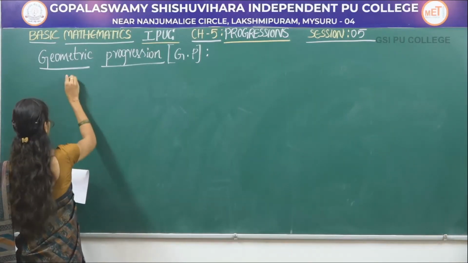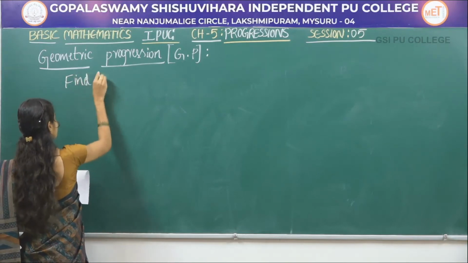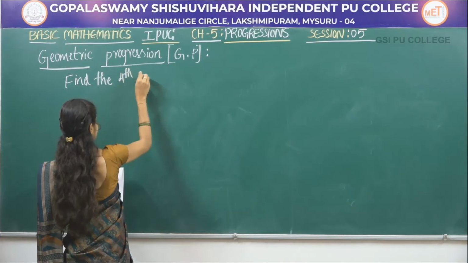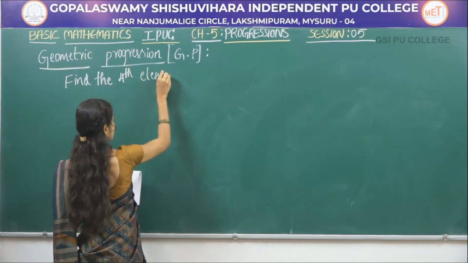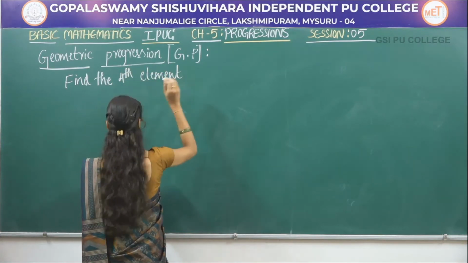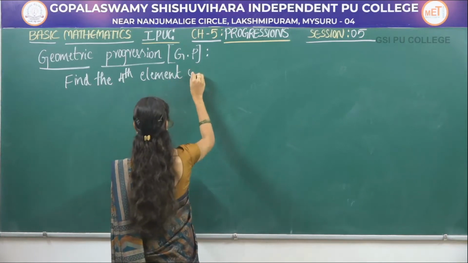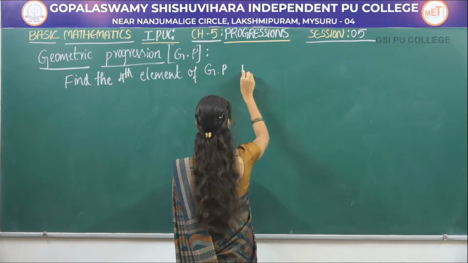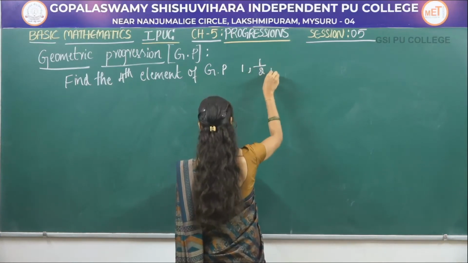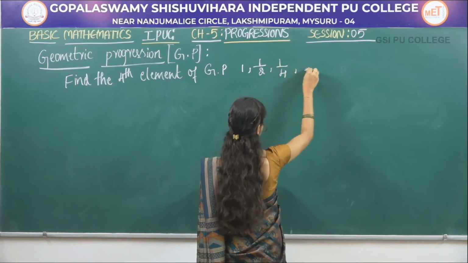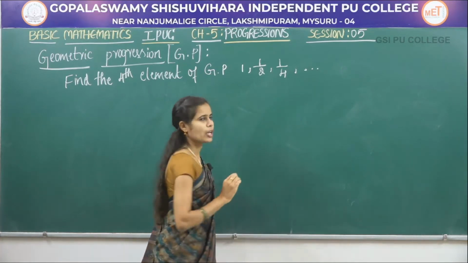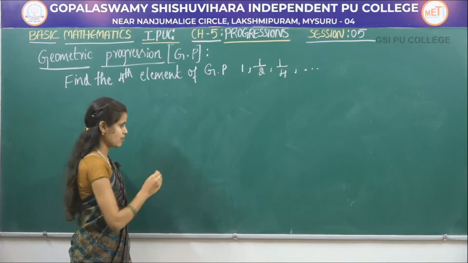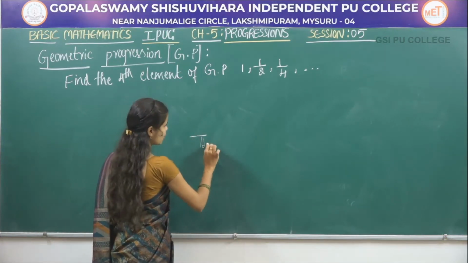First problem, find the fourth element. Find the fourth element of GP 1, 1 by 2, 1 by 4, etc. So here we want to find out the fourth element, which means the fourth term of the GP. So we want T4.